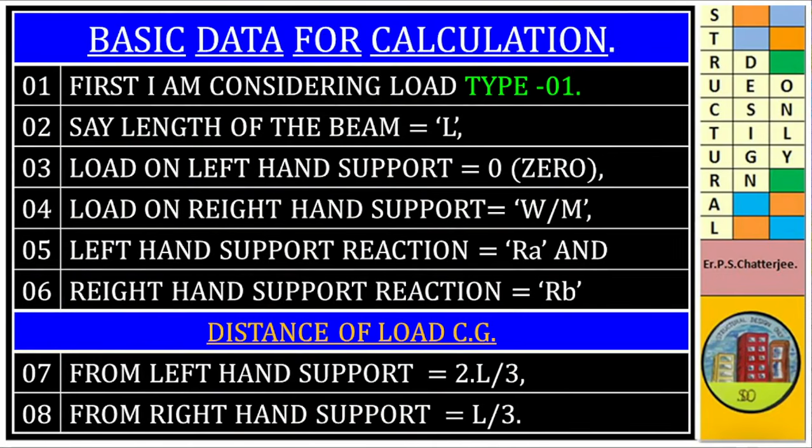Basic data for calculation. First, I am considering load type 1. So, the length of the beam is L, and the load on the left hand support is 0. The load on the right hand support is W per meter. Left hand support reaction is RA and right hand support reaction is RB. The distance of the load centroid C from the left hand support is 2L by 3, and from the right hand support it is L by 3.